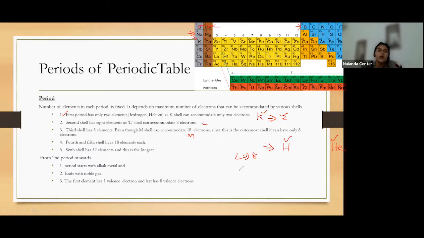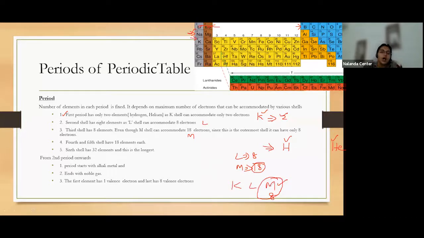Now coming to the M shell, the third shell. We are discussing sodium onwards. The M shell can actually accommodate 18 electrons, but there is another rule: if a shell is the outermost shell, it can accommodate only 8 electrons.